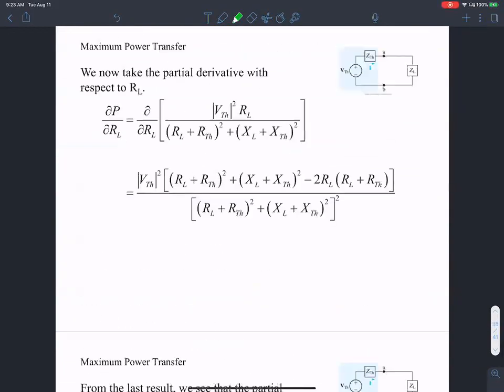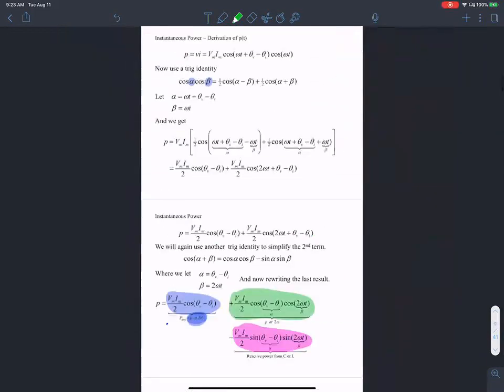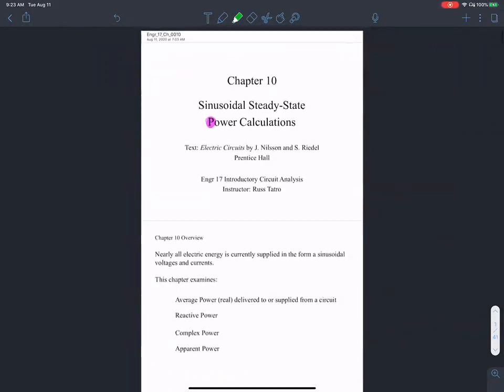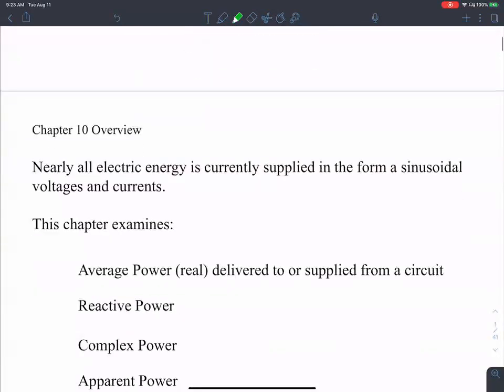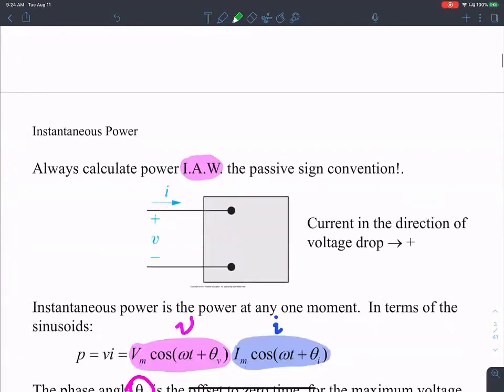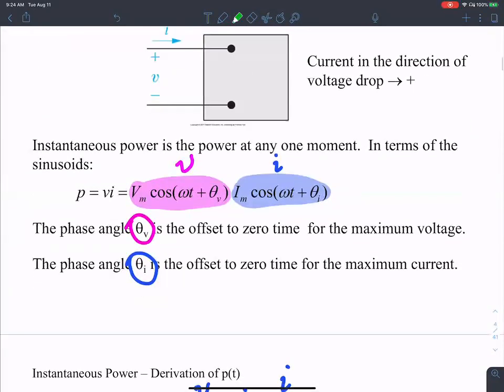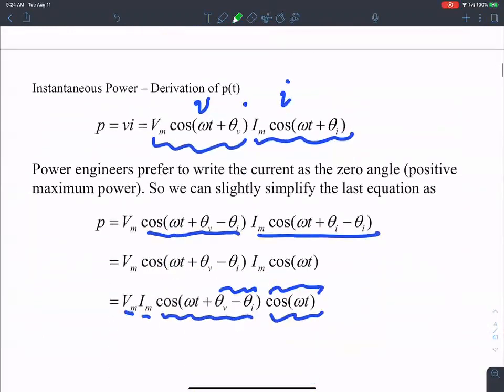So let me quickly go back and review some of the concepts, a big picture overview in 3 or 4 minutes. When you're doing power calculations in sinusoidal steady state analysis, you talk about the average power, reactive power, complex power, and apparent power. The voltage is given as cosine with phase angle theta V, and the current is given with a phase angle of theta I.